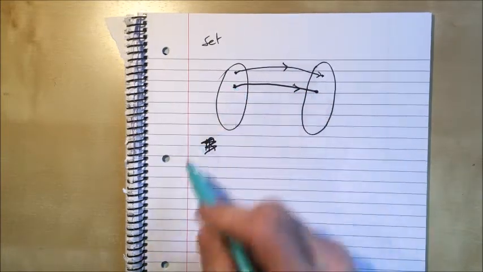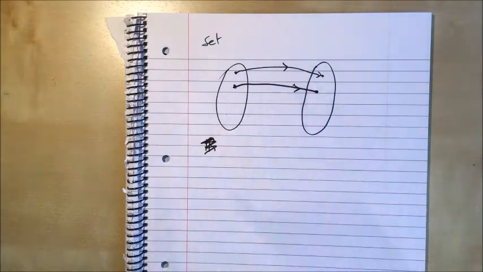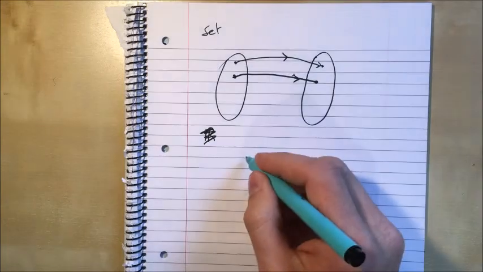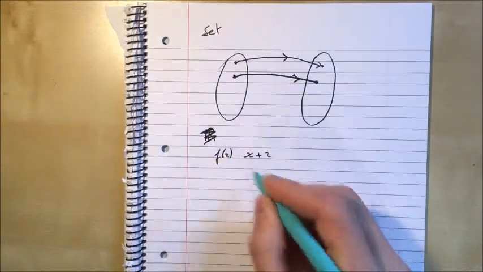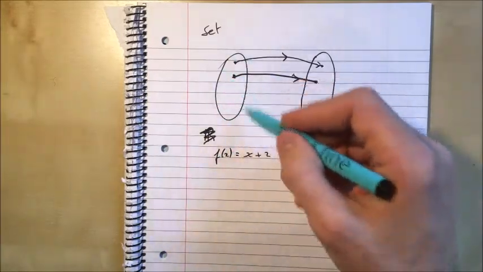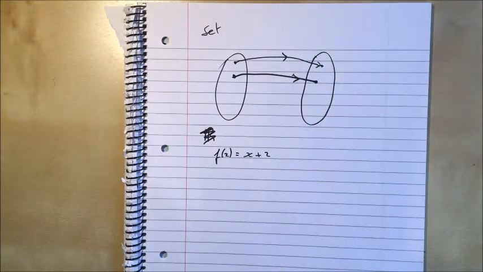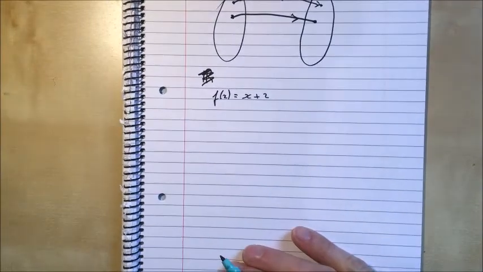Okay? Now, in maths, if we're looking at functions, as in maths A level, these functions are often going to be starting with numbers and ending with numbers. So if I take a function that I can write with an algebraic expression, like f of x equals x plus 2, then we're saying that the things in the starting set have to be numbers, and the things in the finishing set have to be numbers as well. But in order for it to be a function, it doesn't have to be that way.